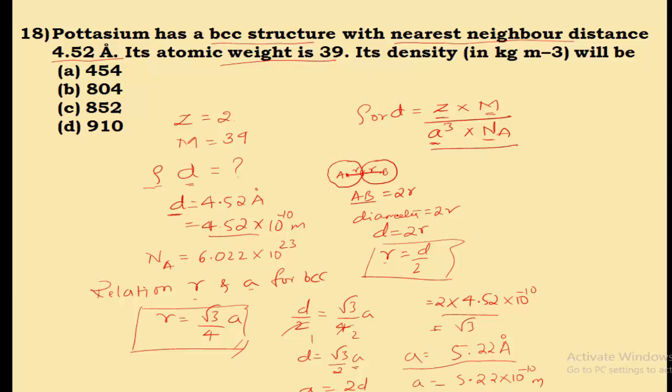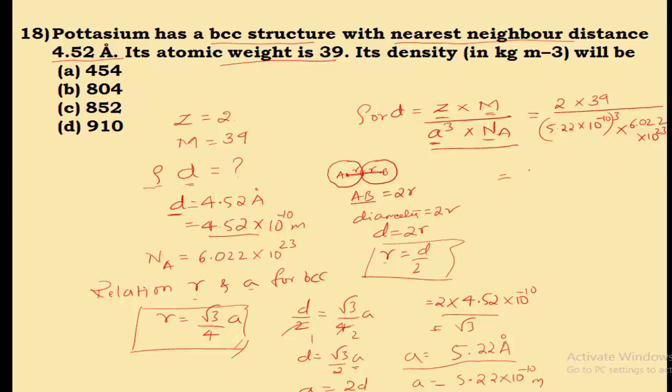Now find the density. Now you have the value of A. So substitute the values, you will get the answer. Z is what? 2 into M is 39 divided by what is A? 5.22 into 10 raised to minus 10 whole cube into 6.022 into 10 raised to 23. So how much you will get? On simplification, you will get the value 9.10 gram per cubic centimeter.